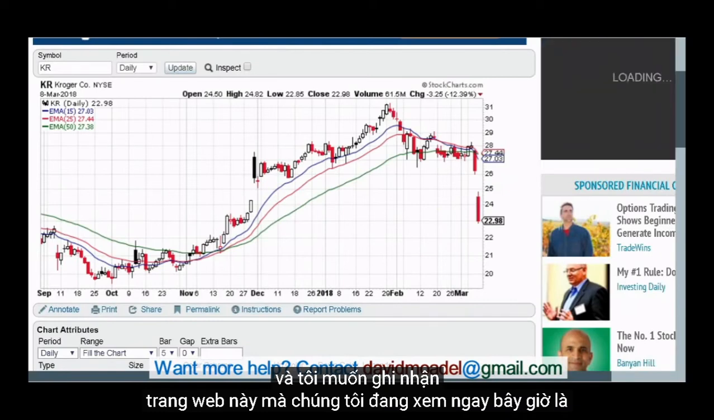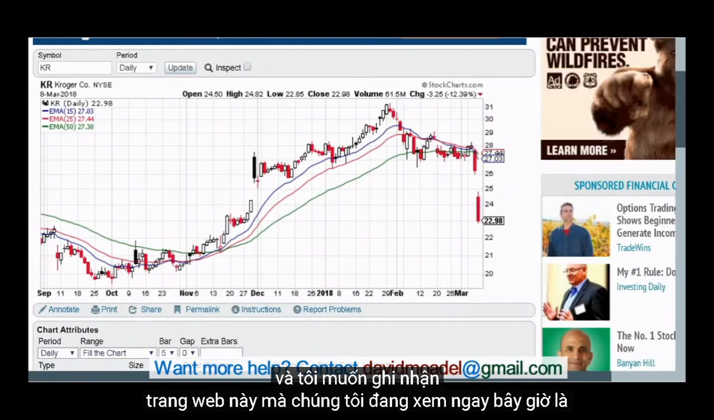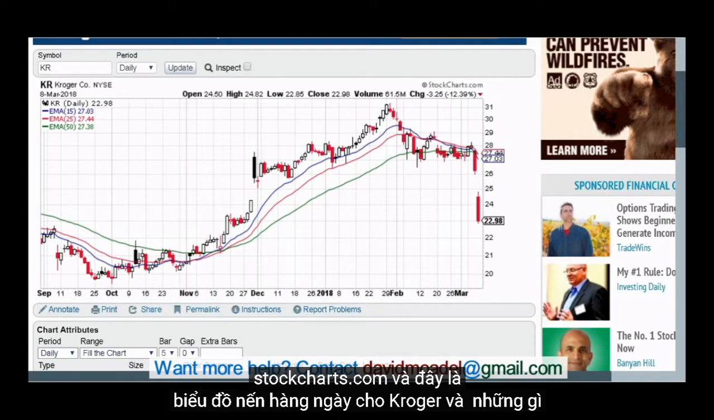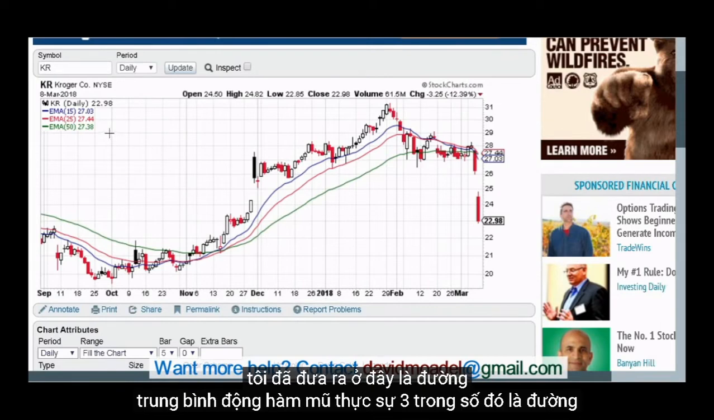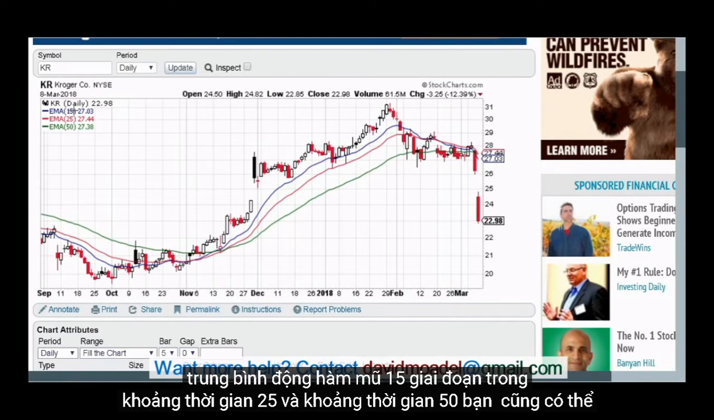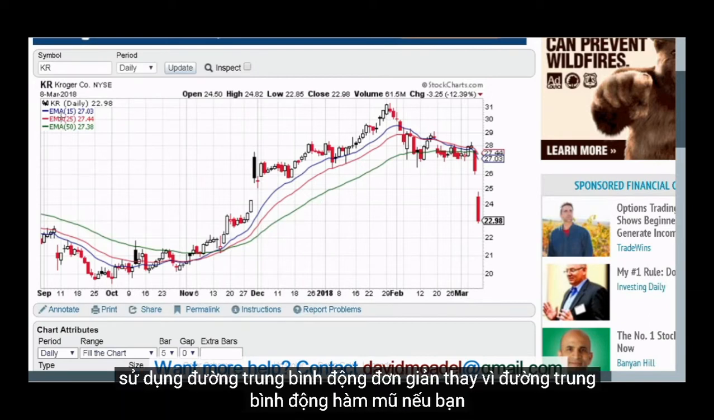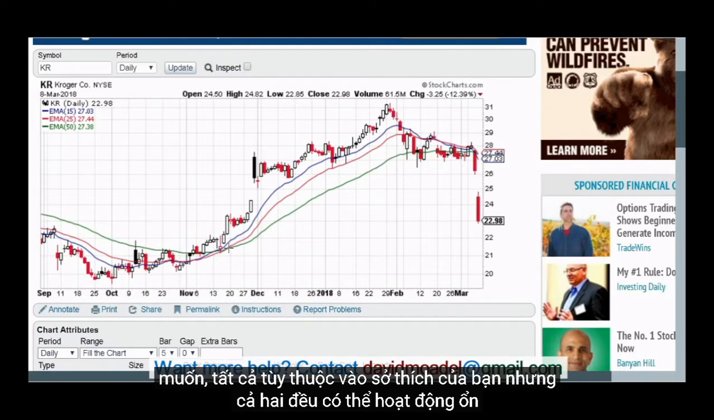And I want to give credit. This website we're looking at right now is stockcharts.com. And this is the daily candlestick chart for Kroger. And what I've put up here is the exponential moving average, actually three of them, the 15-period exponential moving average, the 25-period, and the 50-period. You can also use simple moving averages instead of exponential moving averages if you want to. It all depends on your preference, but they both can work.